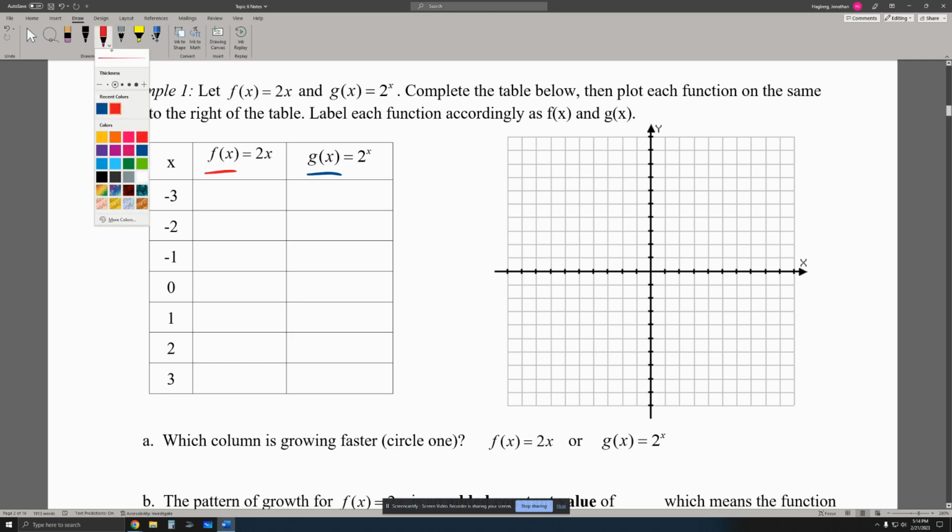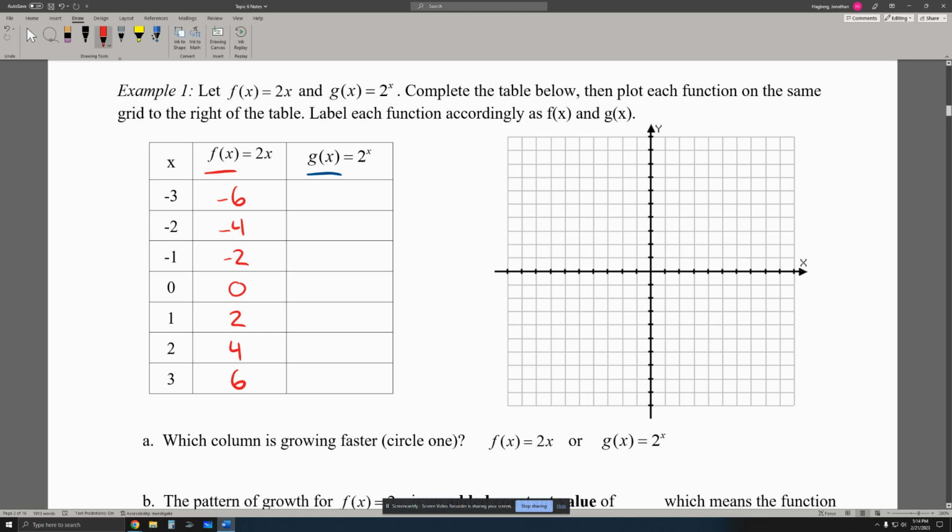Okay, so we'll start with the linear function f of x. If I plug in values like -3 into f of x, so f of -3, we multiply 2 by -3. This evaluates to -6. Multiplying -2 times 2, we get -4, -2, 0, 2, 4, and 6. Okay, so these are the function values for the x values, the inputs of the table.